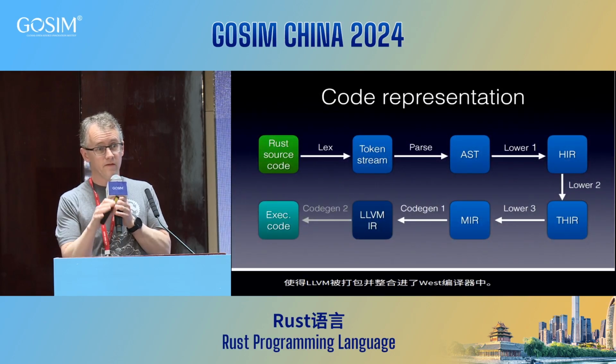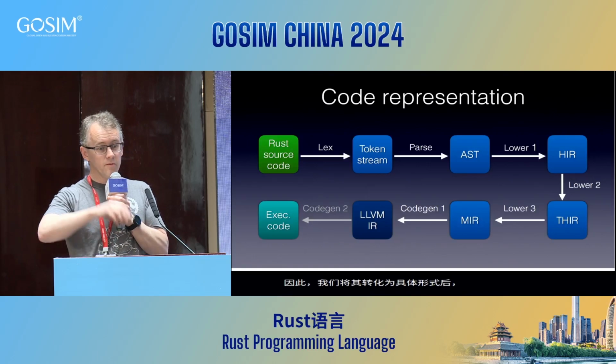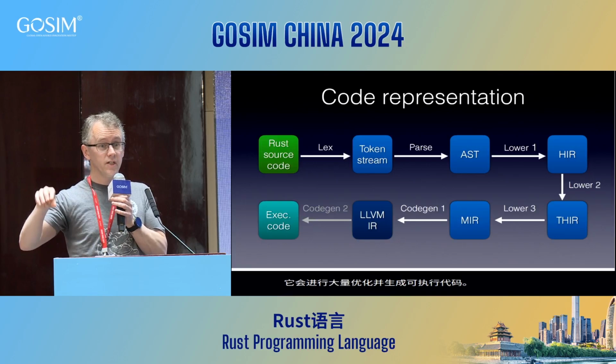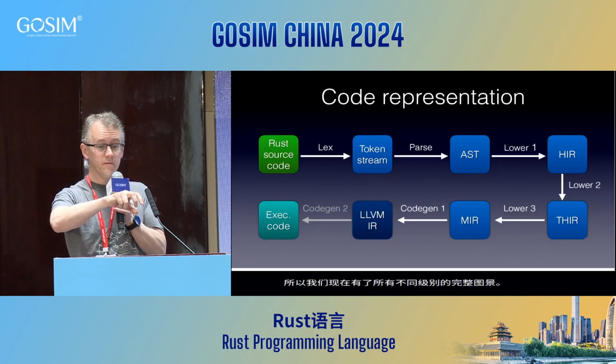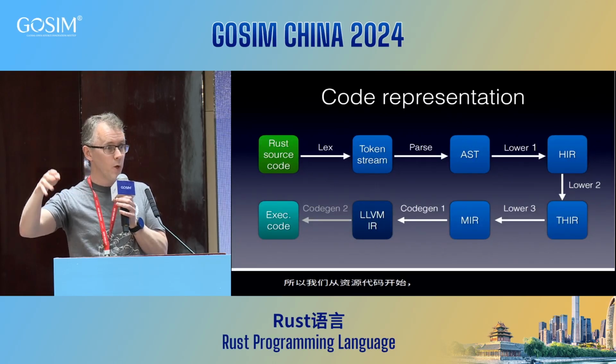Okay, so now we have the full picture of all the different levels. So we start with the Rust source code, we end up with the executable code. We've got 5 different representations within the Rust compiler. We've then got one additional representation for LLVM, and we've got all the various steps between them, such as lexing and parsing, lowering, and so on.